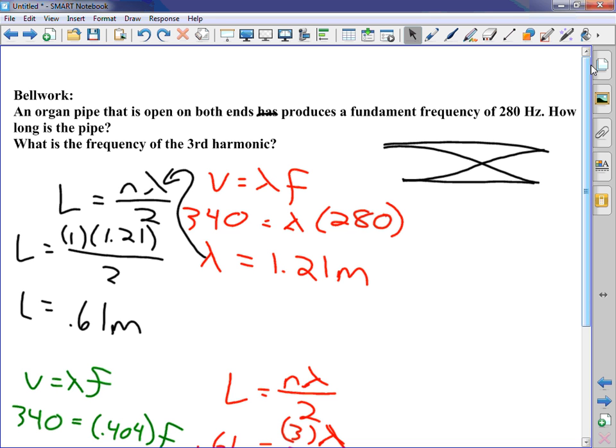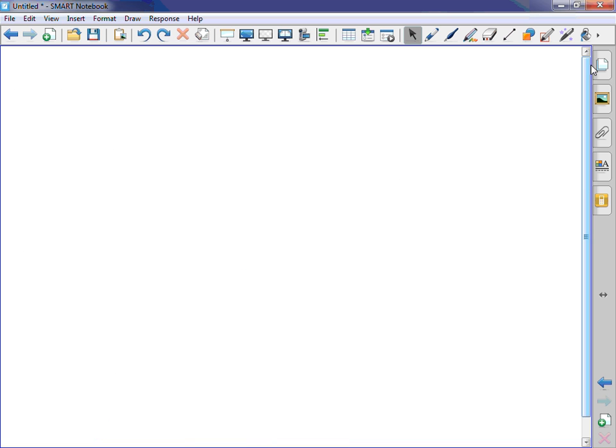If you plugged in 2 or 4 for a pipe closed on one end, it's physically impossible. It's physically impossible, and that's a good question. But here's the reason why.